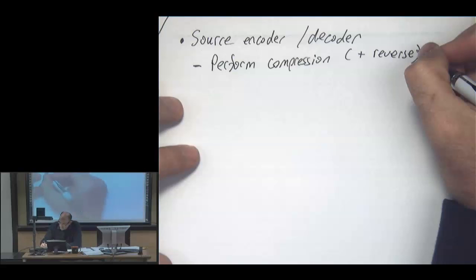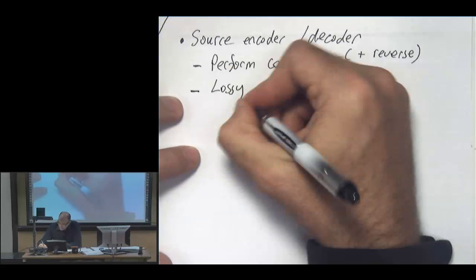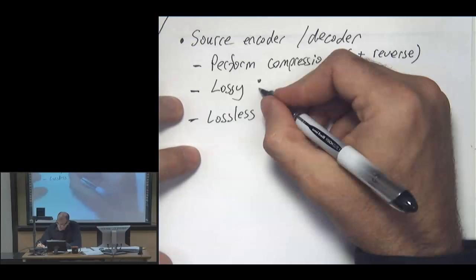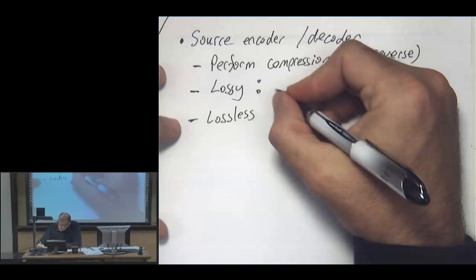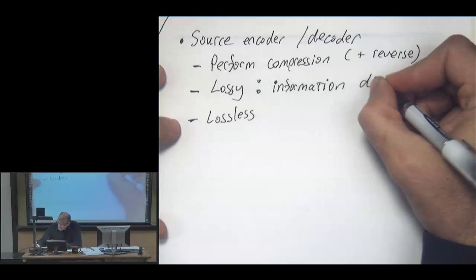And the thing to know about source encoders is that they can be lossy or lossless. A lossy encoder means that there is some information that is irretrievably discarded. So I'll put that down here: information discarded away.